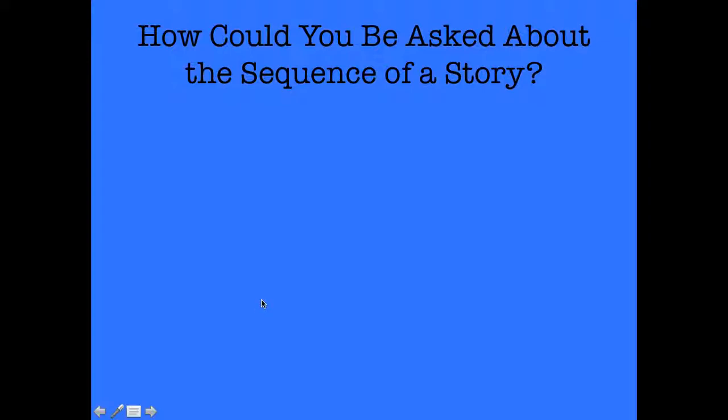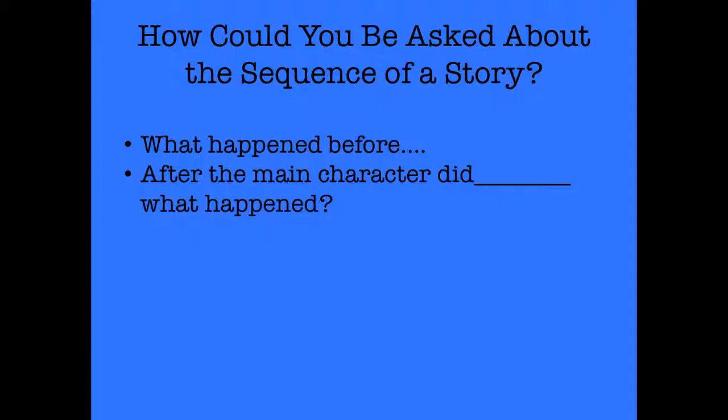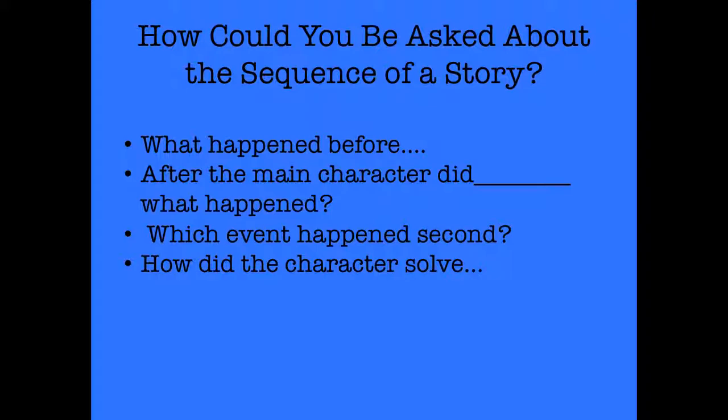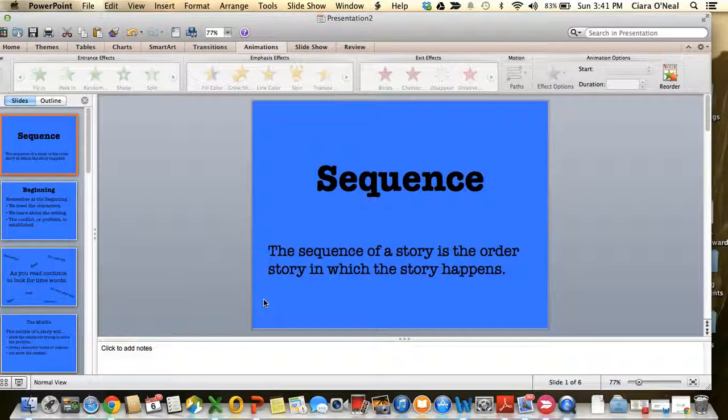Okay? So the final thing to kind of think about is, how could you be asked about the sequence of a story? You might be asked what happened before, and then it'll give a certain event. It might say something along the lines of, after the main character did this thing, what happened? It might ask, which event happened second? How did the character solve a certain problem? Okay, those are all things to keep in mind as you read a story and you think about sequencing.